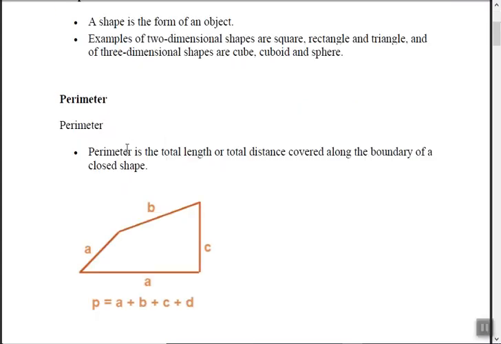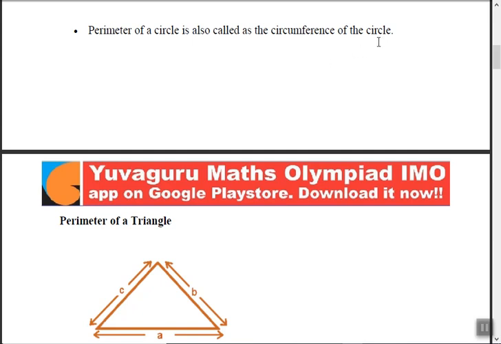What is perimeter? Perimeter is the total length or total distance covered along the boundary of a closed shape. Remember, closed shape. You can't find a perimeter of an open shape. Open shape means where the boundaries don't meet. So perimeter is what? This A, B, C, D total. When you start walking on this boundary, whatever you get is the perimeter when you come back to the original point. Perimeter of a circle is also called the circumference of the circle.